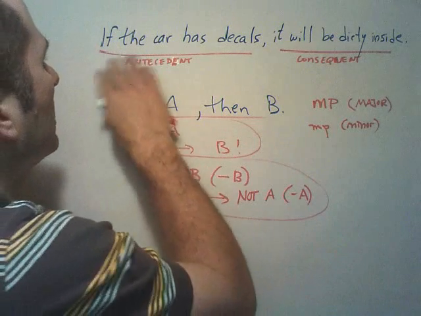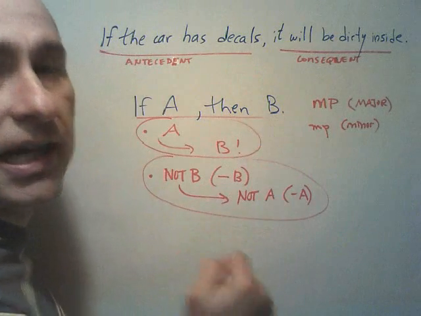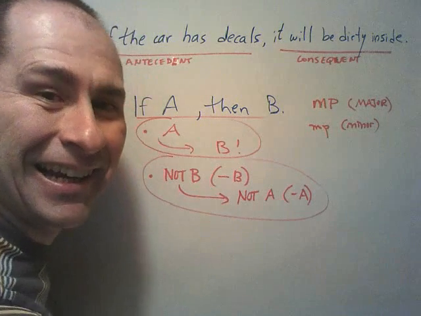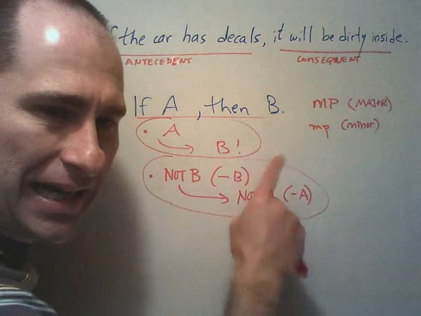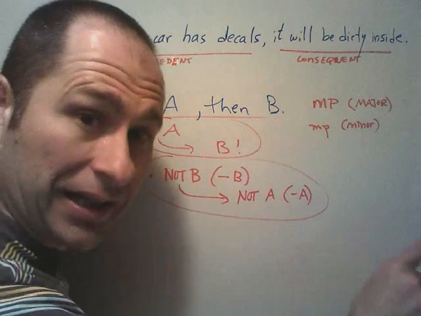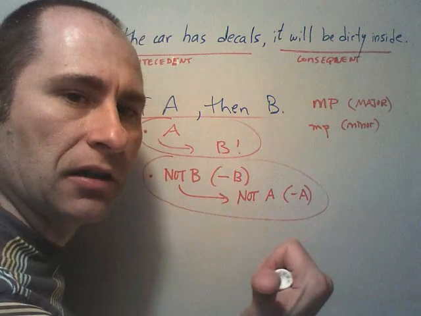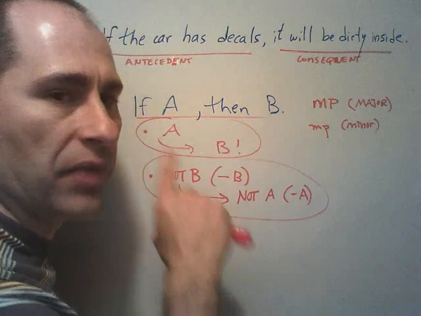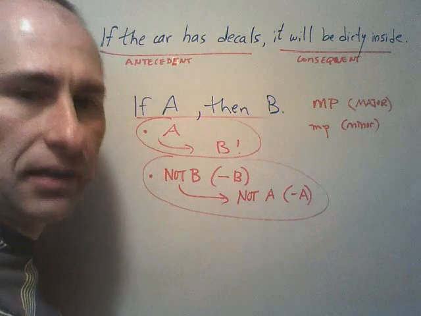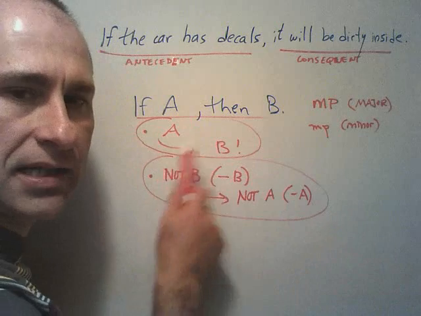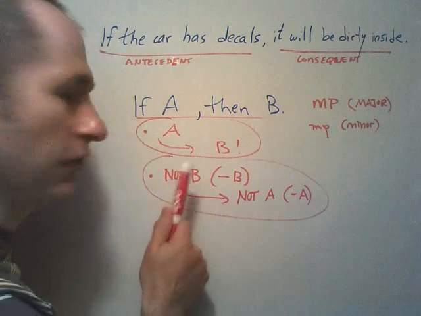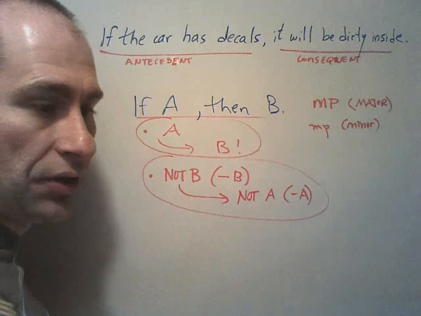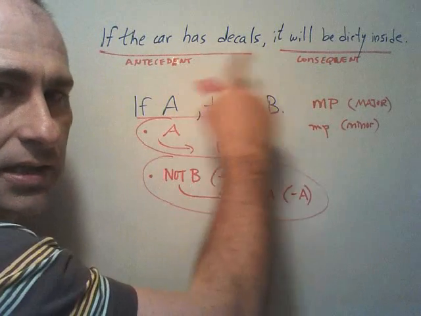Now, what if I said if the car has decals, it will be dirty inside, and I came along and said, hey, it's dirty inside. Now we've got some more information. There's your major premise: if it has decals, it's dirty inside. Minor premise: it's dirty inside. And then you came up with a conclusion, oh, so it has decals. You can't make that conclusion. That's an illicit conclusion, because I gave you B, and there is no rule for that. The rule is for not B. So there are only two ways you can draw a conclusion with this.